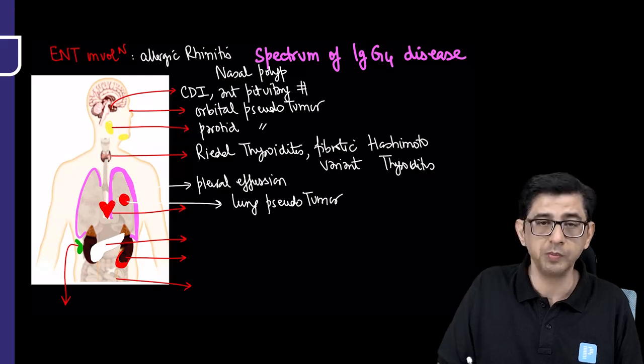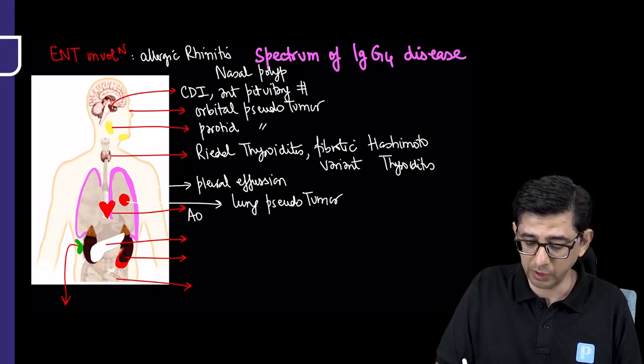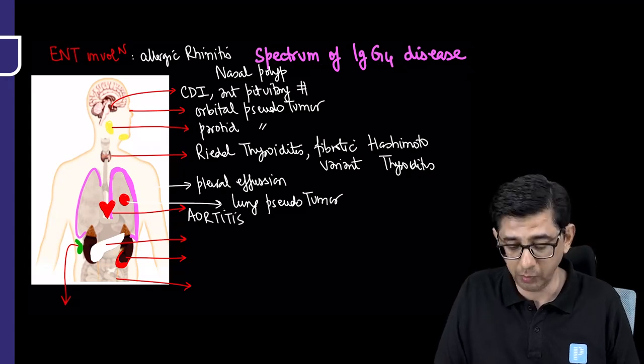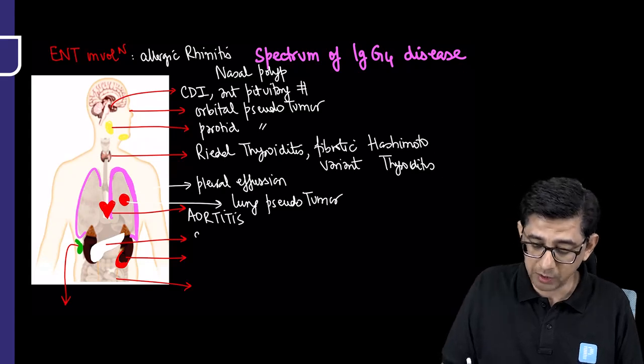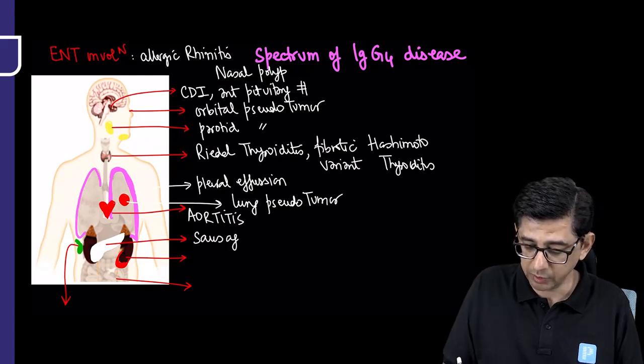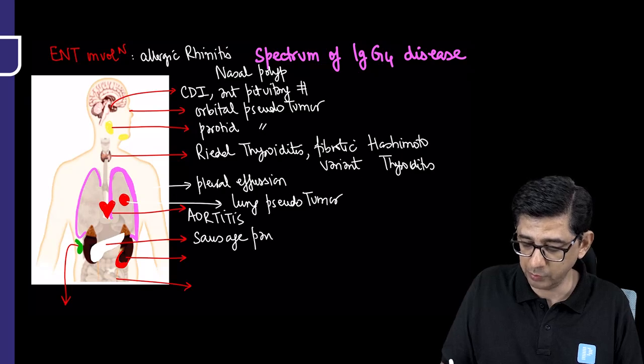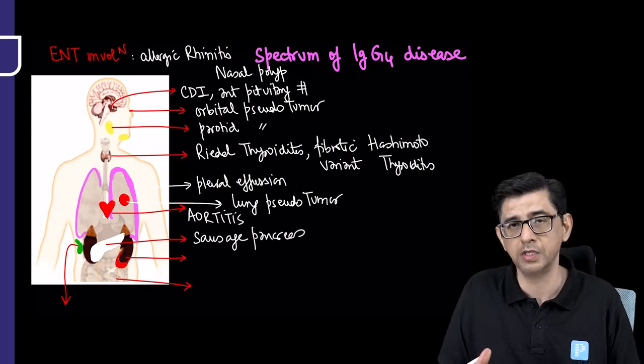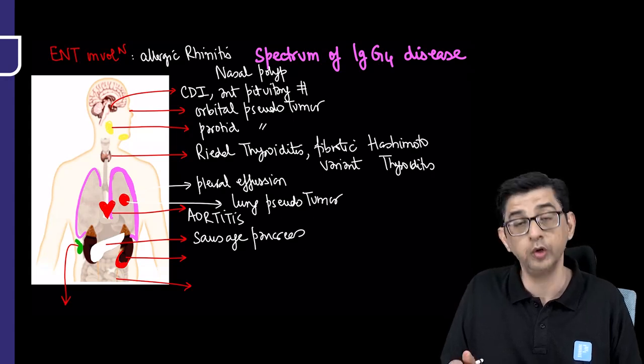Then from the cardiac perspective, the main blood vessel originating from the heart can be involved. So there can be aortitis. Then the pancreas can be involved, which I've already explained. The description from the radiological perspective is called sausage pancreas, and it can mimic a pancreatic adenocarcinoma.